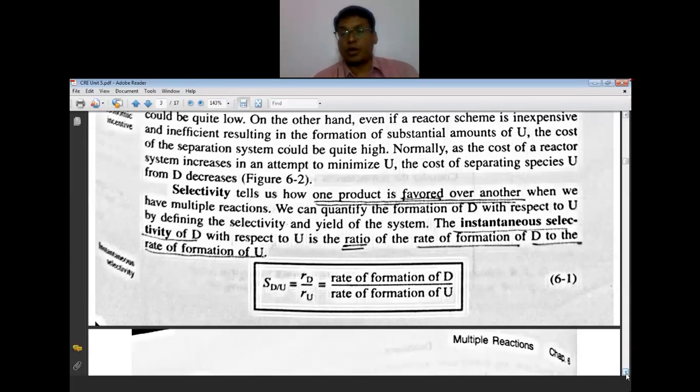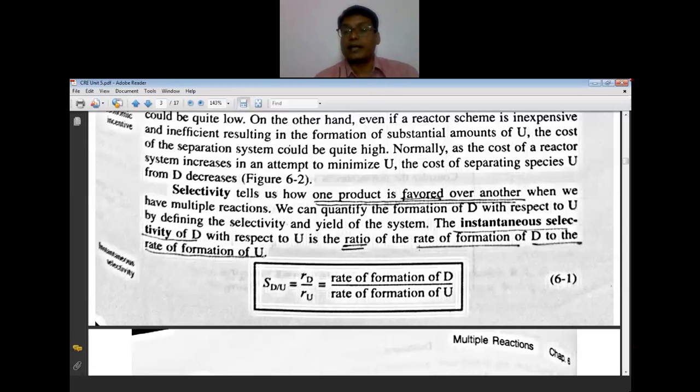When I am talking in terms of the rate term, it is called the instantaneous selectivity. The rate term, when it is incorporated, is called the instantaneous selectivity.